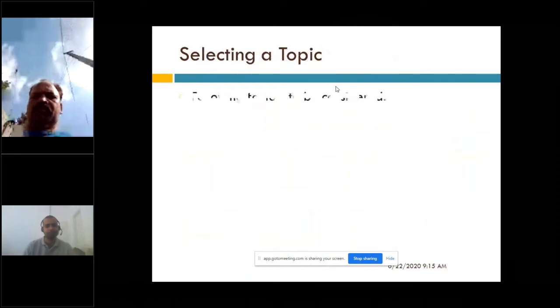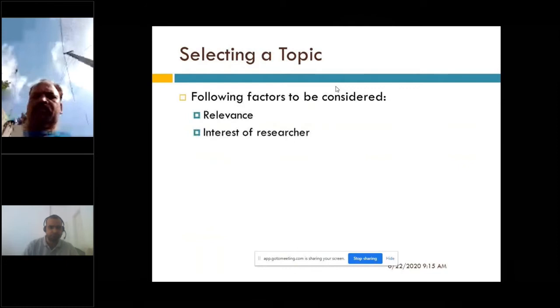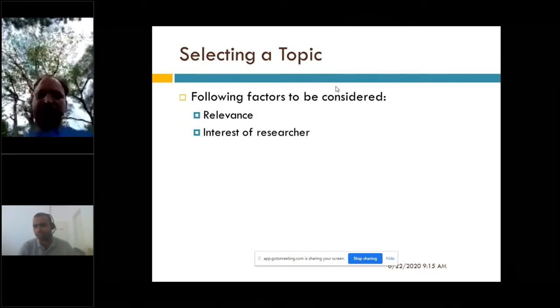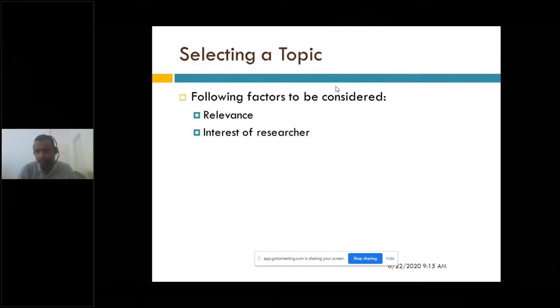Selecting a topic. Following factors are to be considered. Relevance. See, the topic must be relevant and contemporary. Otherwise, research will not have any meaning. Second thing, the topic must be interesting to the researcher. Until and unless the topic is interesting, the flow and the rhythm can't be maintained throughout the research process by the researcher.